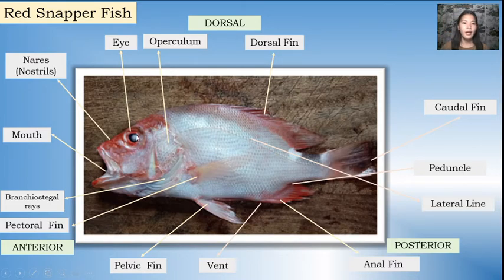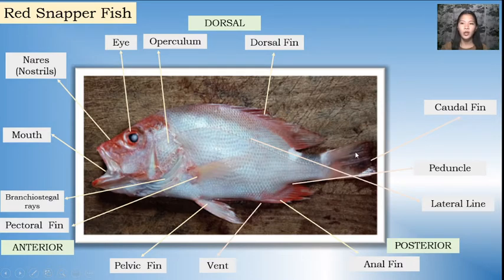So, si eye, of course, ang kanilang mata. So, eyes used to see their surroundings, find food and mates, and also to identify danger from their predator. So, si operculum, ito, that covers the gills or the hasang. And dorsal fin, yan, merong spiny dorsal fin and soft dorsal fin. So, dito yung bandang spiny dorsal fin ni red snapper.